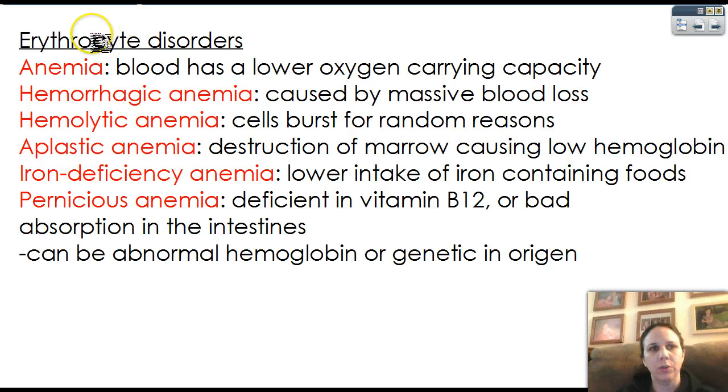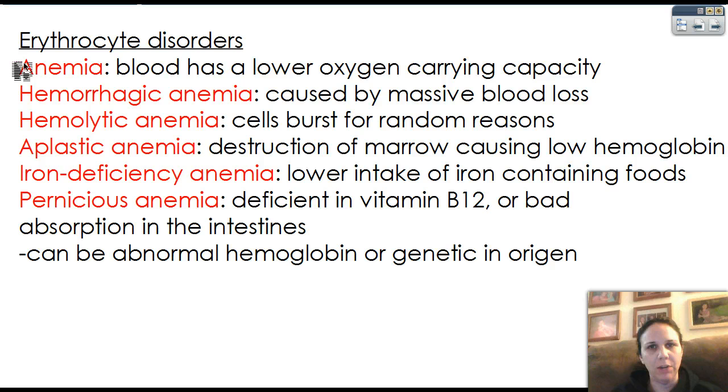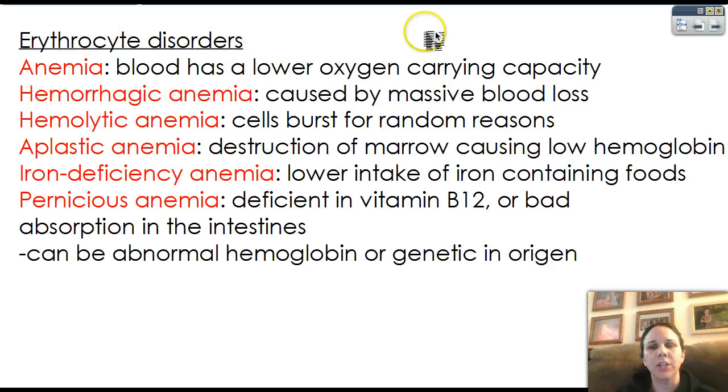Well, here's a whole bunch of disorders. We have anemia. A lot of people are anemic and don't even know it. It's when your blood has a lower oxygen carrying capacity. For some reason, it's just not carrying the amount of oxygen that it should. Hemorrhagic anemia is caused by massive blood loss. You accidentally chopped off your hand, you lost a lot of blood. You're in an injury, you lost a lot of blood. And so you're anemic, you don't have as much blood as you should, but your body could usually make up for it pretty quickly. Hemolytic anemia: hemo, blood, lytic, to burst. Your cells explode for random reasons, lots of different reasons, but if your cells are exploding, that can cause anemia.